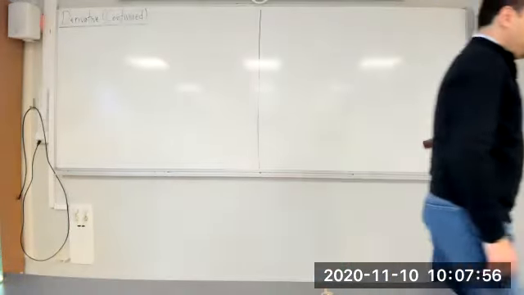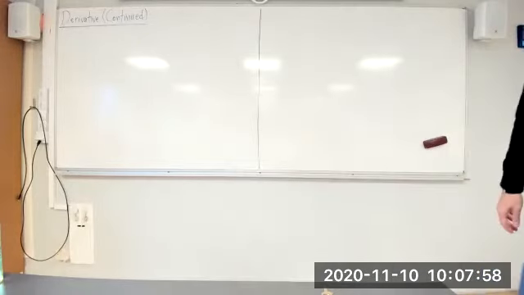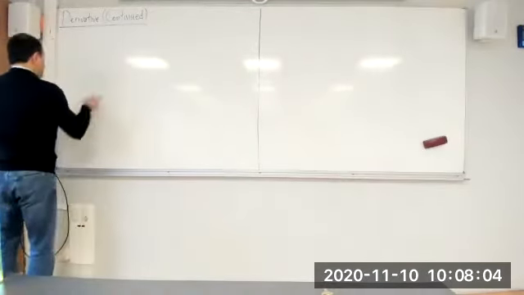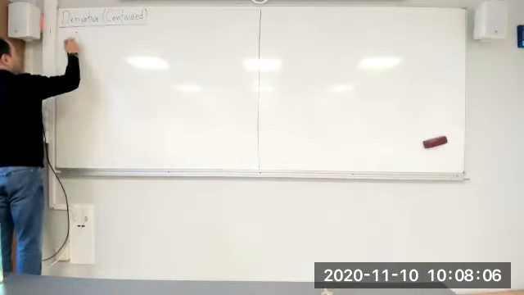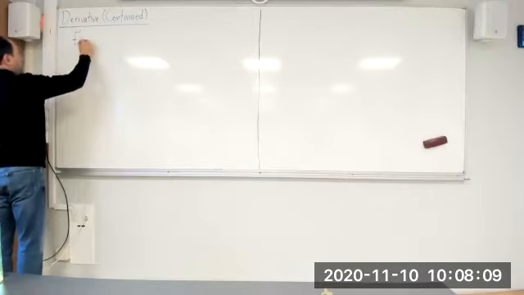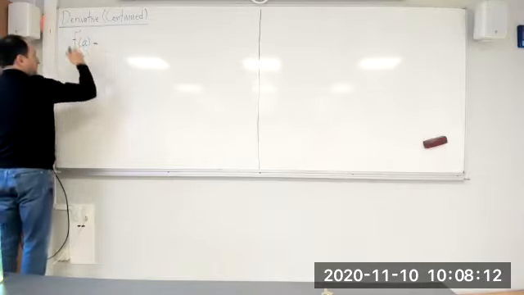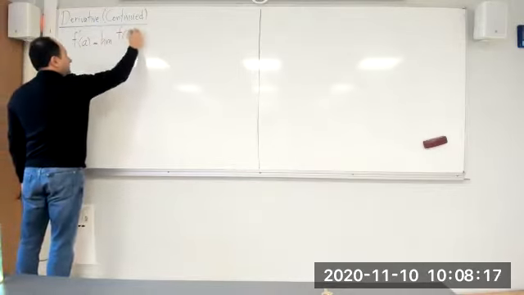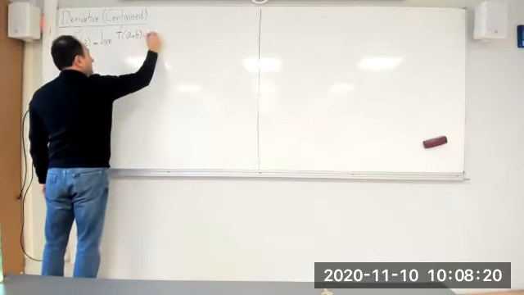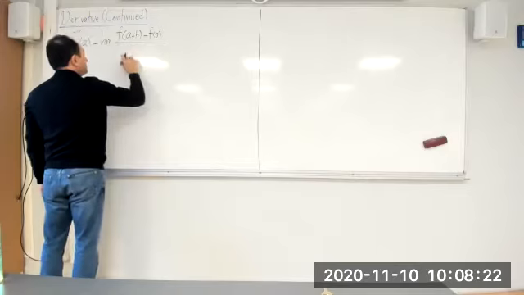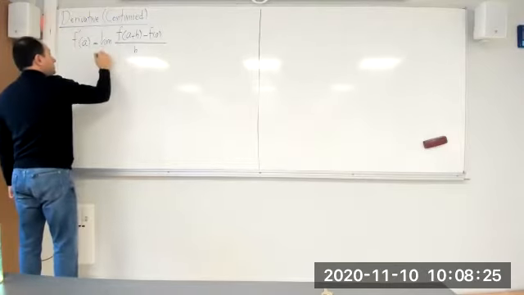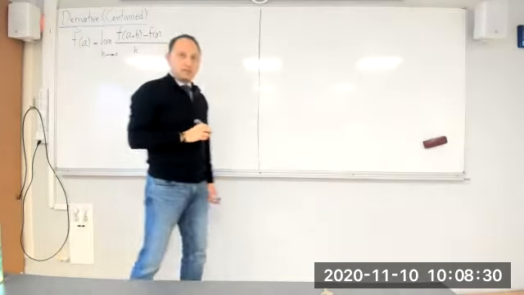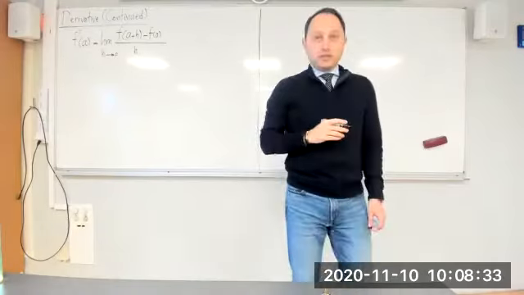Okay, so if you remember, we talked about derivatives. We learned that the derivative of a function at a point a, at a given number a, is defined to be the limit of f of a plus h minus f of a, divided by h, as h goes to 0. And I motivated why this limit is actually important in the first place.